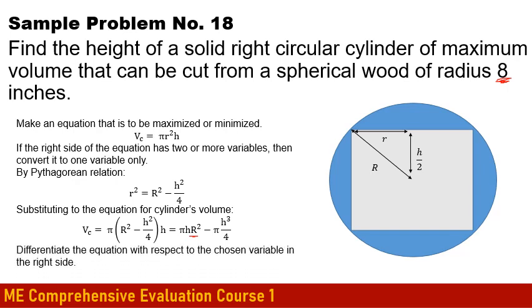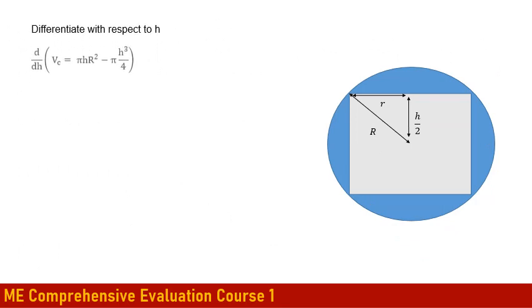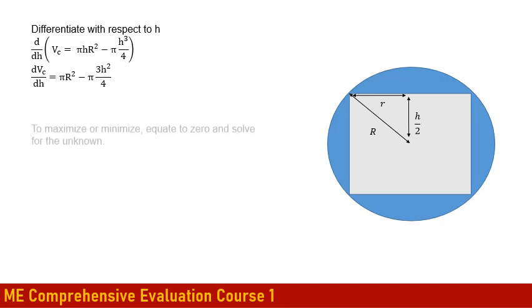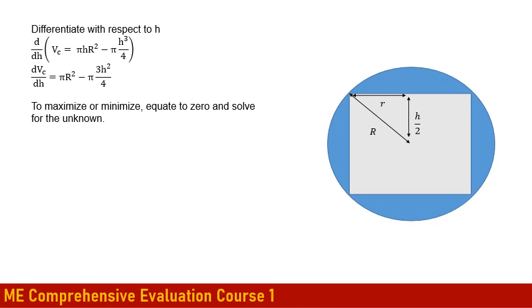So we differentiate the equation with respect to the chosen variable in the right side, which is the height. By differentiating with respect to height, dV/dh will equal pi R squared minus pi 3h squared over 4. Now after differentiating, we can maximize or minimize by equating the equation that we have obtained to 0 and solving for the unknown. Equating to 0 and solving for the value of h, which is the unknown, our h is just equal to the square root of 4R squared over 3.